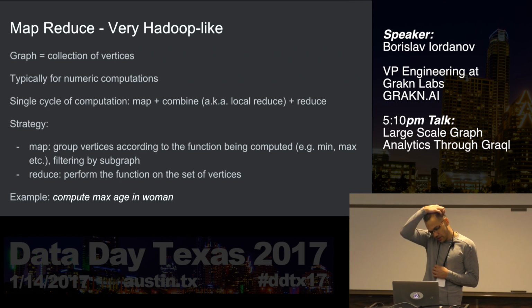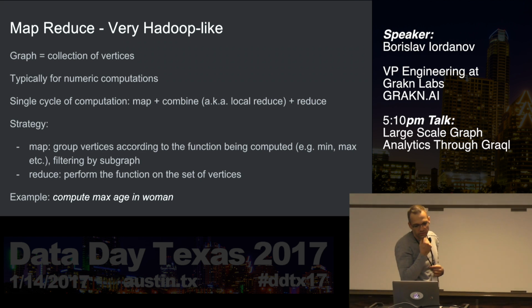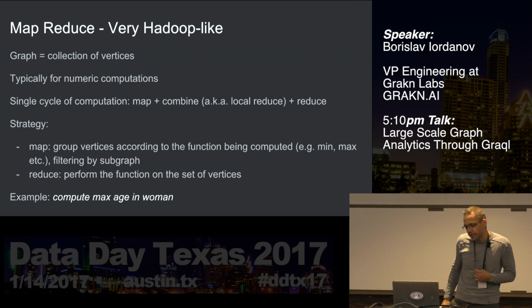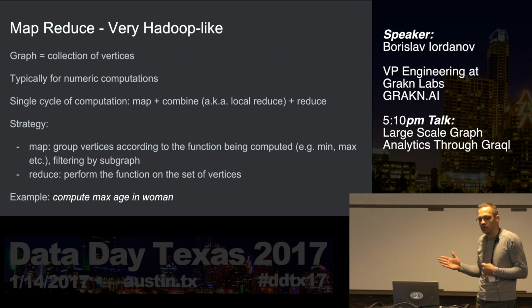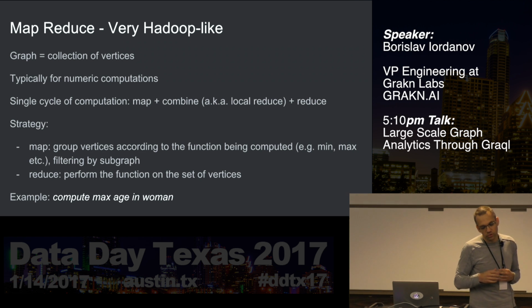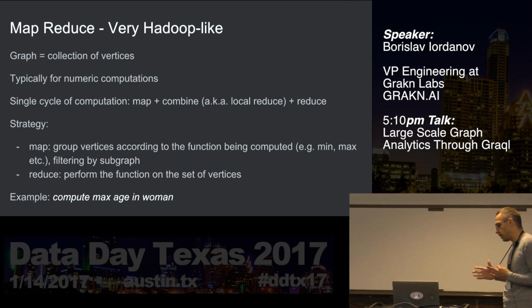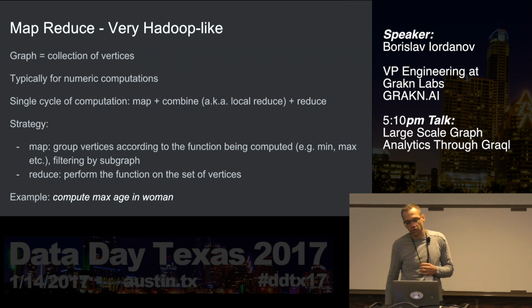So first, just a quick recap of MapReduce. I'm sure that probably all of you know what that is and how it works. In the case of graphs, we basically have a collection of vertices that we operate on, and we typically use that framework for numeric computations. It works by doing a single cycle of computation. We map the data initially according to different keys, and then we combine it locally, which is a local reduce operation, and then we call a reduce where all the data for a given key is gathered and some function is computed.